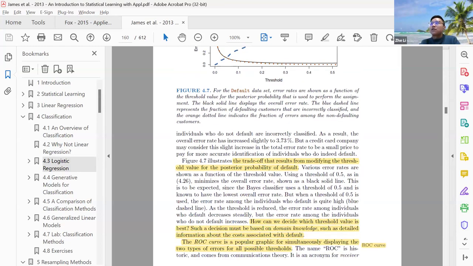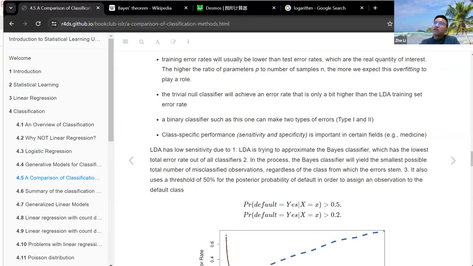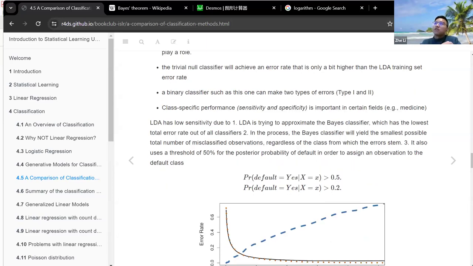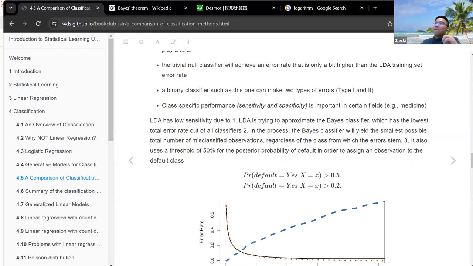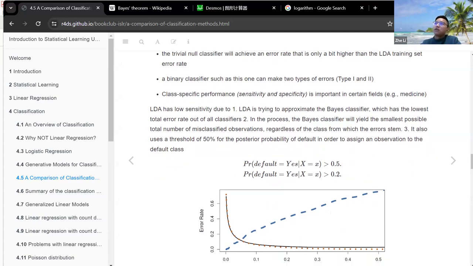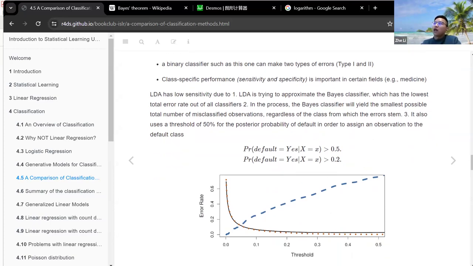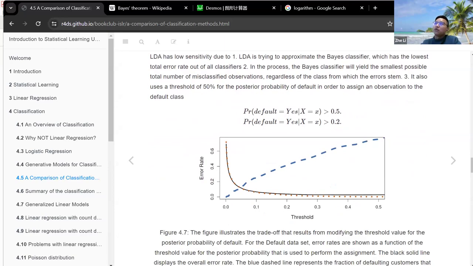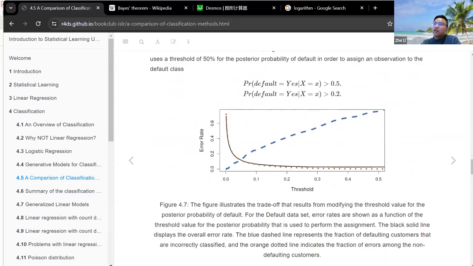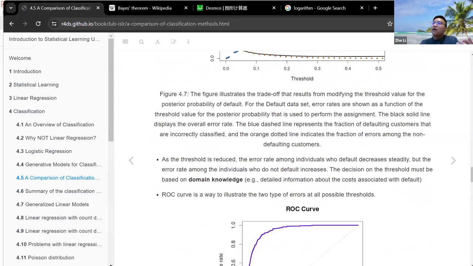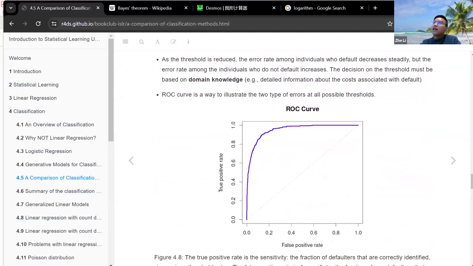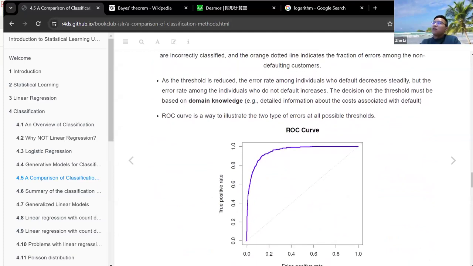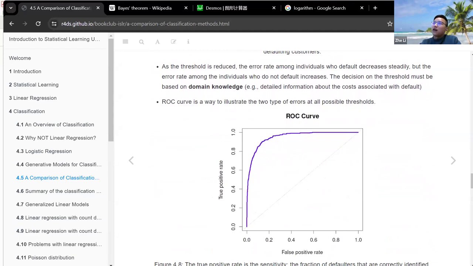So this is called the sensitivity and the specificity, the performance here. If we want to reach a higher sensitivity, we can lower our threshold for classifying one as default or not from 0.5 to 0.2, and this chart here shows the difference. In terms of time here, we cannot go over all the details of it, and this is our ROC curve.